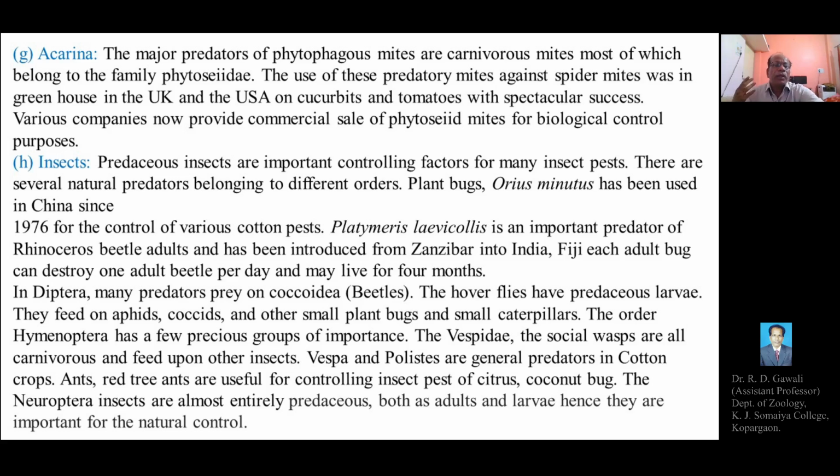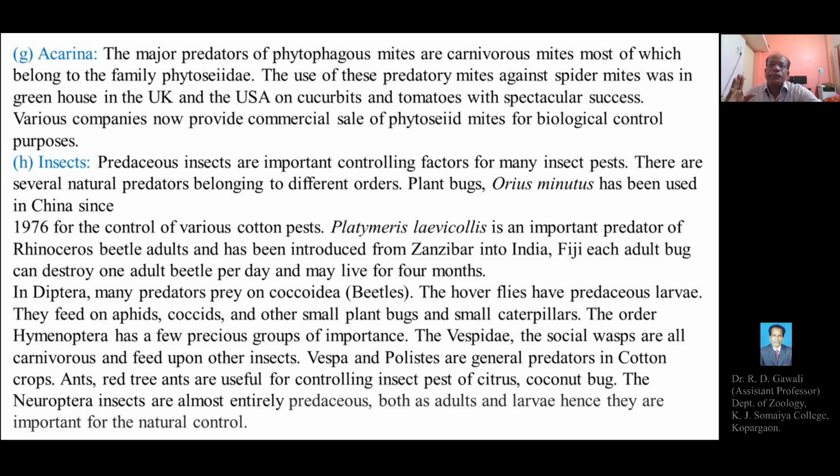In Diptera, there are also many predators which predate upon Coccidia beetles. The order Diptera includes the flies and mosquitoes. Insects like flies and mosquitoes are included in the order Diptera of class Insecta. So many predators of the Diptera predate upon Coccidia. This includes pests like beetles.